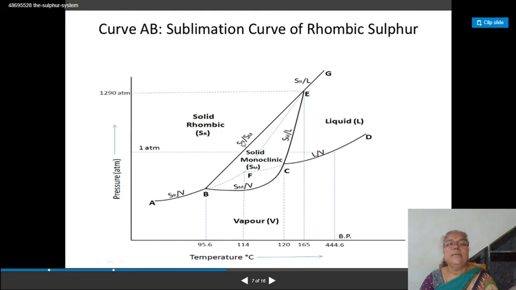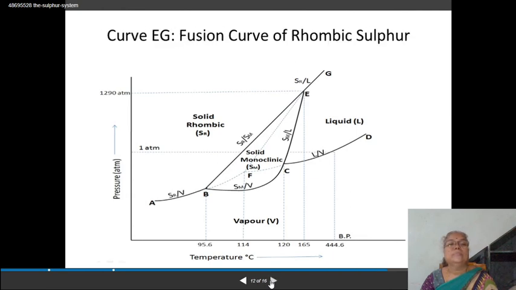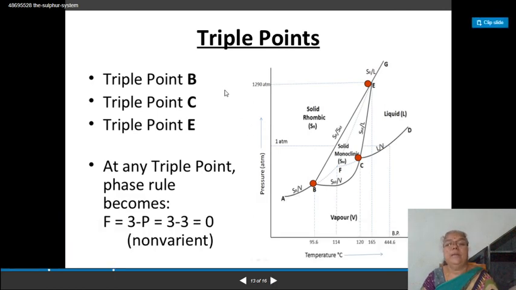Here again is the phase diagram of the sulfur system. It also clearly explains the 4 regions and all these curves. Then see the triple points. Point B is a triple point. Point C is also a triple point. Point E is also a triple point. These are the 3 triple points in the phase diagram. And remember that at any triple point, by using the phase rule, 3 minus 3 is equal to 0. All triple points are non-variant systems.